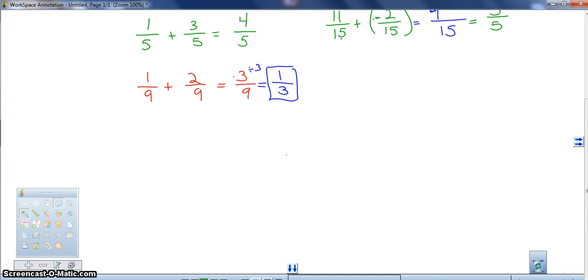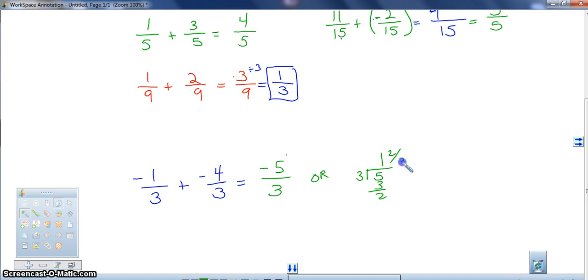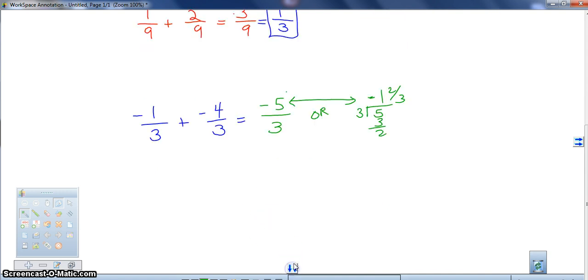Let's see one where they're both negative. Negative 1/3 plus negative 4/3. So that answer is going to be 3 on the bottom and then negative 5. So you can write it as negative 5 over 3, or you could say, well, 3 goes into 5 once, and 2 left over. So I could say it's negative 5 over 3 or negative 1 and 2/3. These are the same. Either answer is okay today.